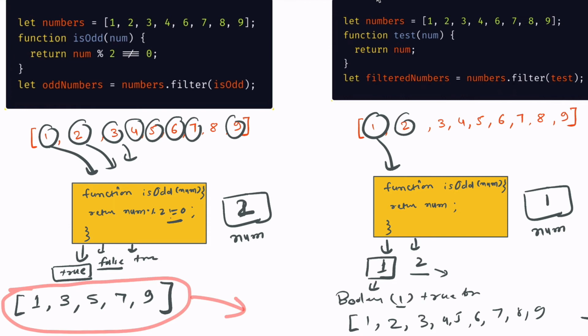Let's see a special case. What if I say return undefined? Undefined is a falsy value. So it will return undefined. Undefined will be converted into boolean. So the output will be false. And because of that, it will return an empty array. So whenever a callback function inside filter returns a falsy value like this, it will always return an empty array.